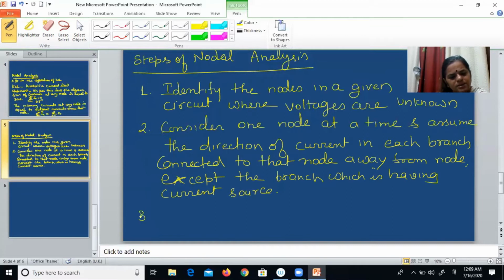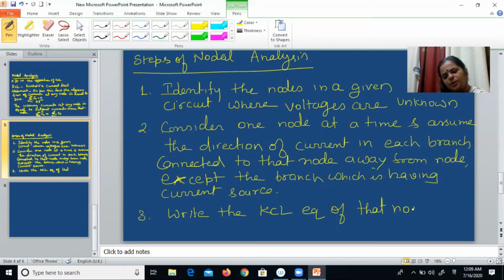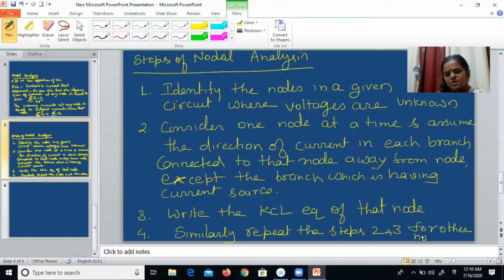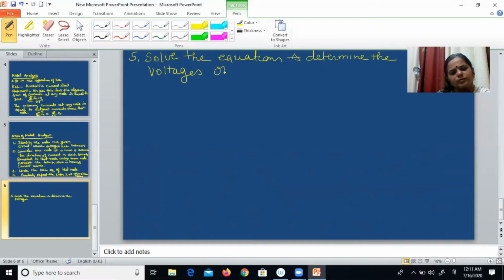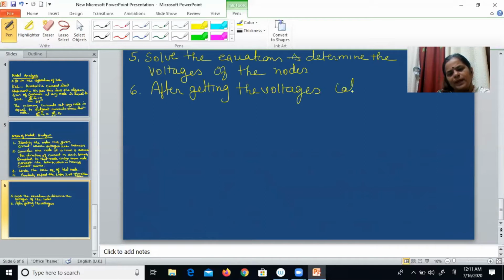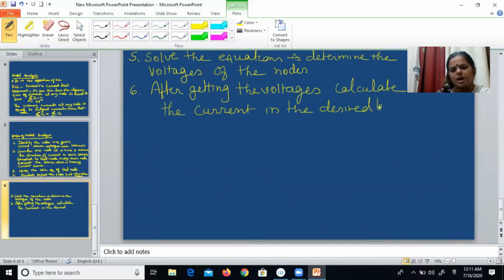Now the third thing is to write the KCL equation of that node. Similarly, repeat steps 2 and 3 for other nodes. And at last, point number 5 is to solve the equations and determine the voltages of the nodes. Then after getting the voltages, calculate the current in the desired branch.